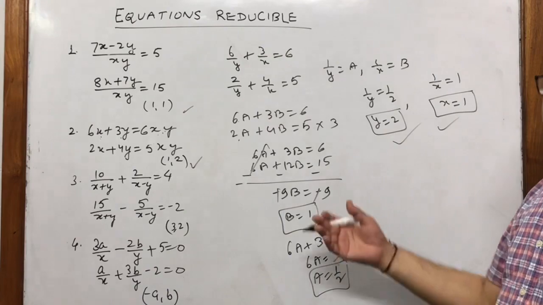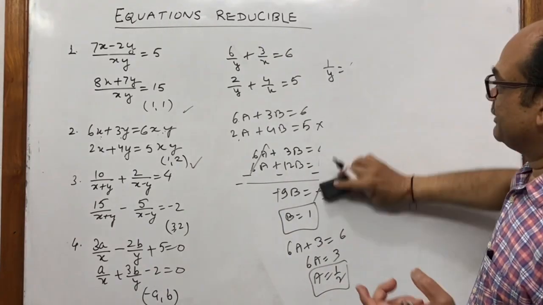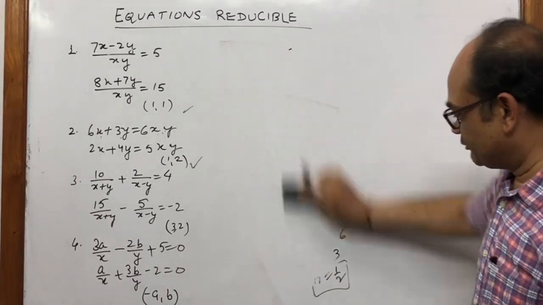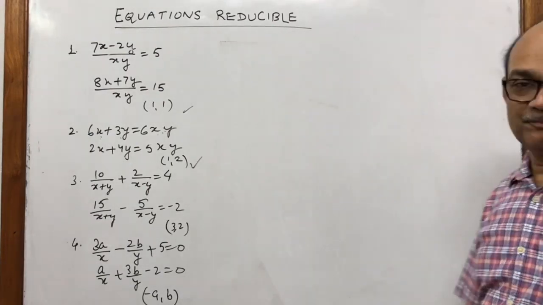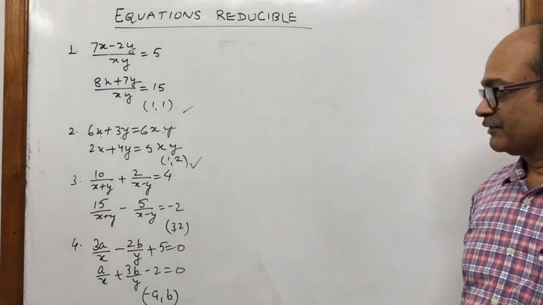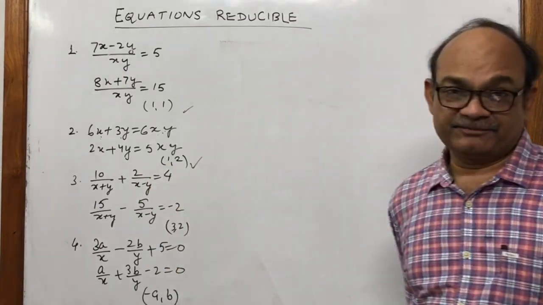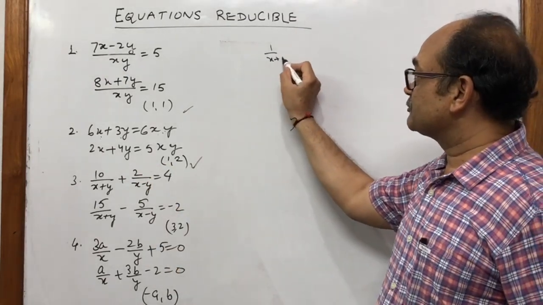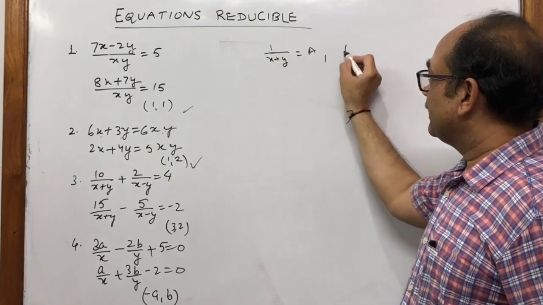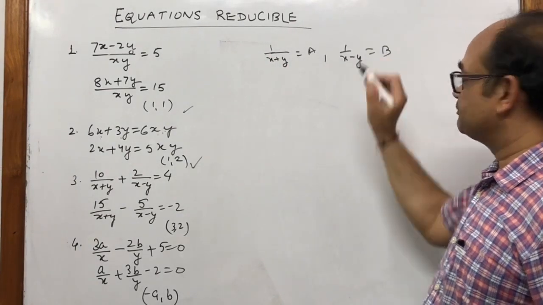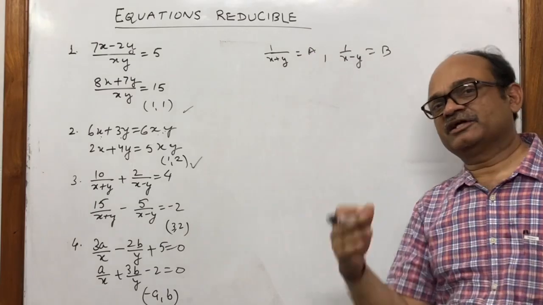Correct? In the same way, we can complete the questions based on reducible equations. It means we have to make the equation in the proper form. The next is a board question. This time 1 upon x plus y and 1 upon x minus y. So suppose 1 upon (x plus y) as a and 1 upon (x minus y) as b, just to make the standard form.